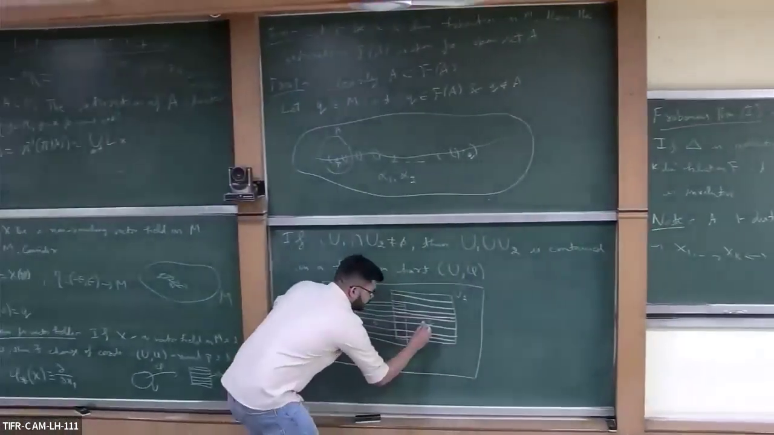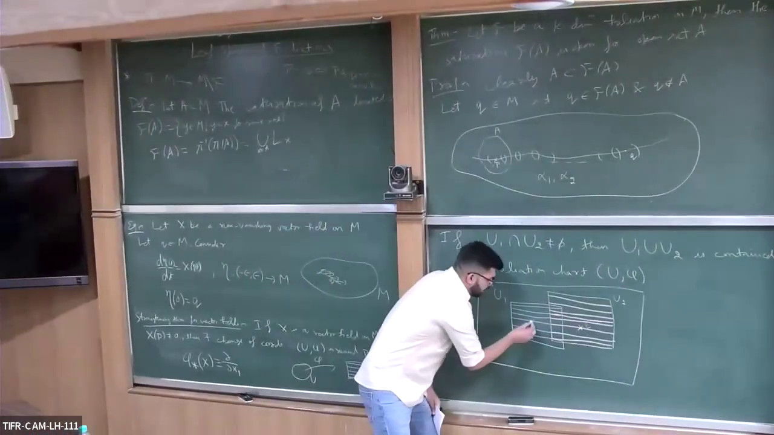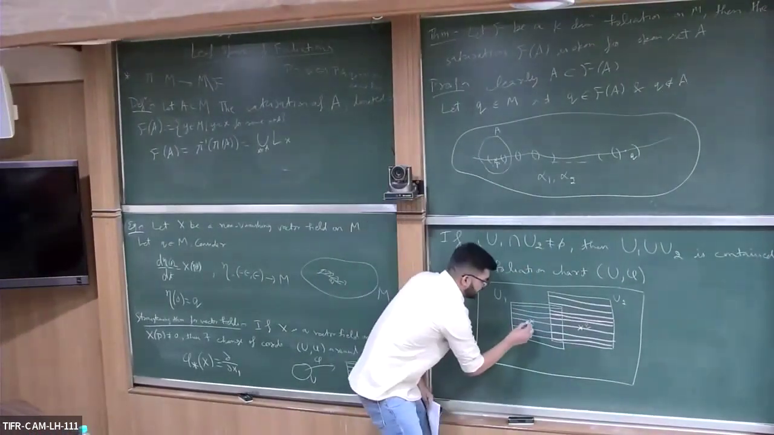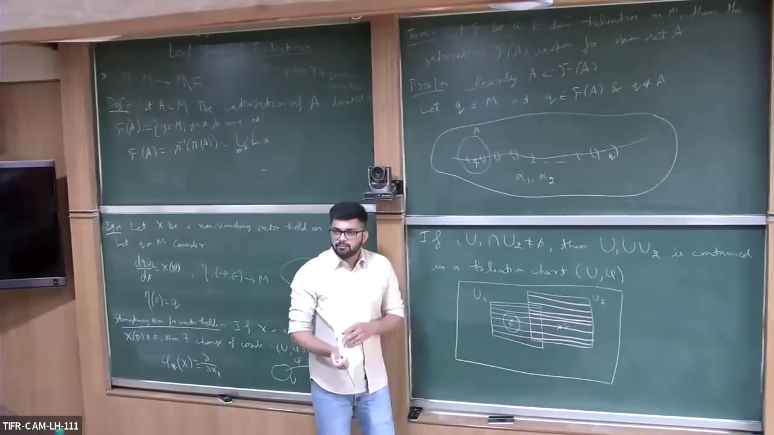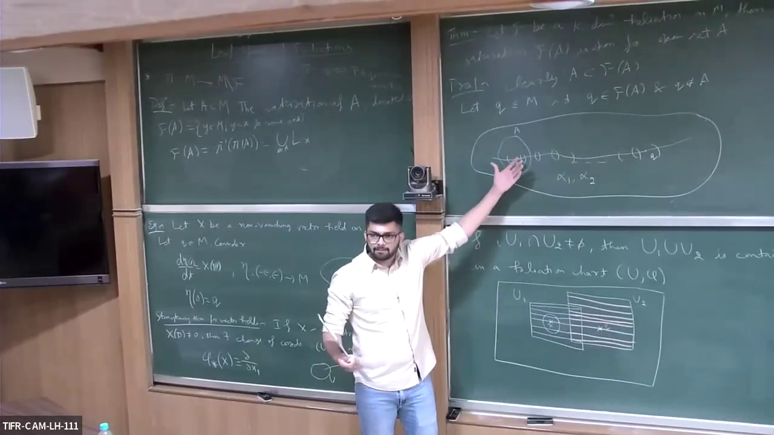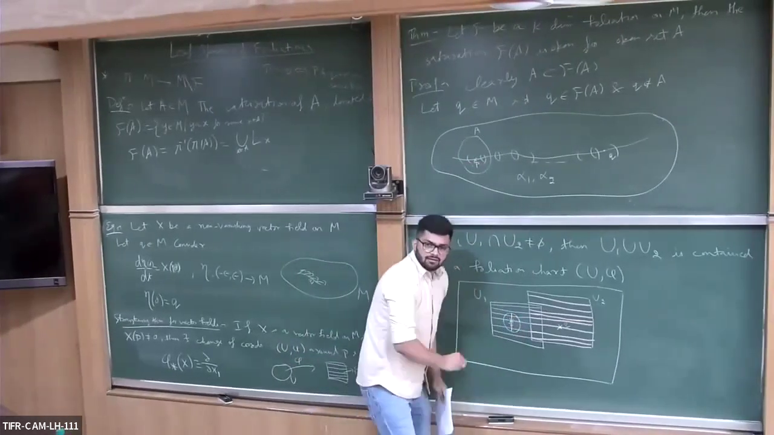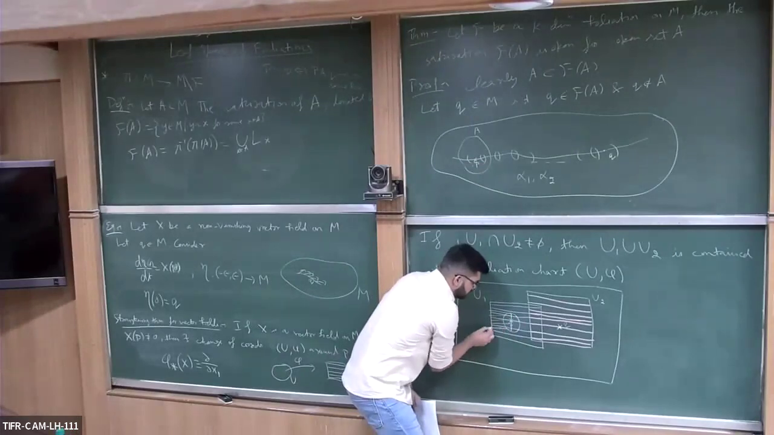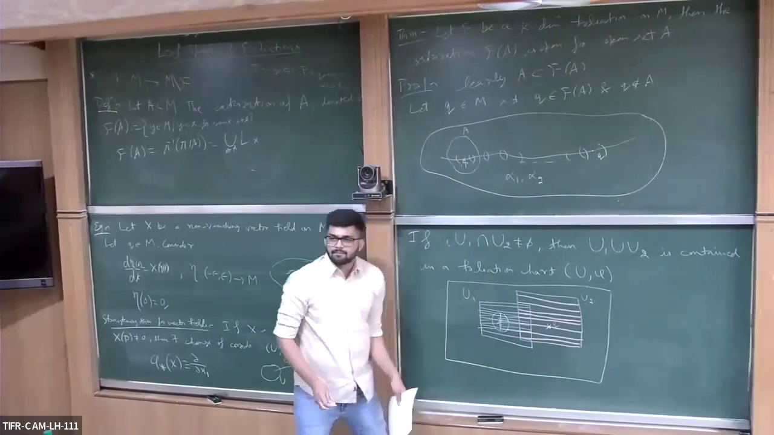So here is my point Q, and here is my point P. Now I know P belongs to A, so there is some neighborhood of P which is in A. Now let's take this vertical thing. At each point, if I take this leaf in this chart, this will be in F2.